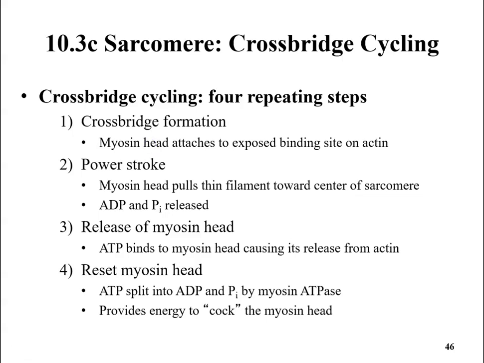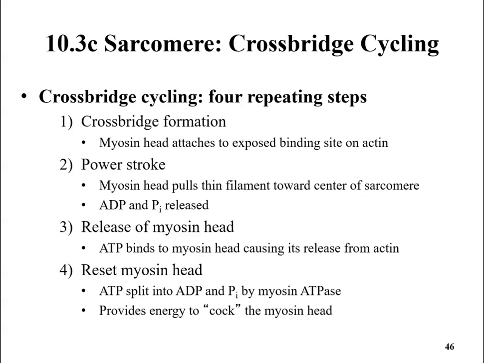That's going to be called cross-bridge cycling, and it's going to be 4 repeating steps, okay? Cross-bridge formation, power stroke, release of the myosin head, and the reset of the myosin head. So number 1, you have cross-bridge formation. All this means is myosin is attaching to actin. It's forming a cross-bridge between the thin filament and the thick filament, those myosin heads. Number 2 is the power stroke. This is where the myosin head pulls the thin filament toward the center of the sarcomere.